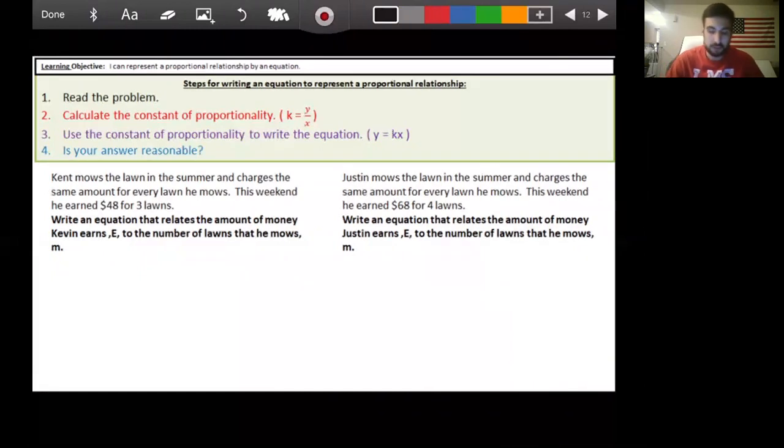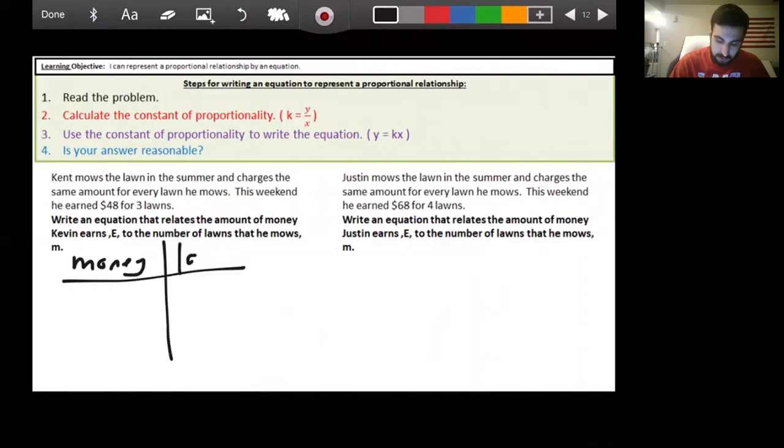So I'm going to kind of make a chart here to help me out. So I know he has money, and I know he has lawns. So it's telling me he made $48 and he mowed 3 lawns. Now I need to go figure out what the independent and dependent variable is so I can figure out what my x and my y is.